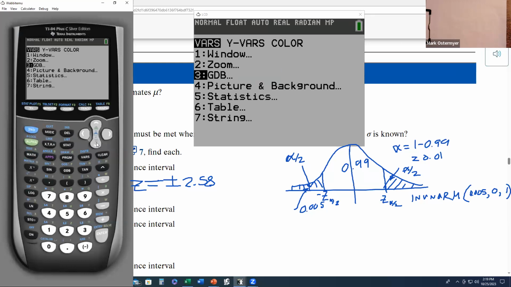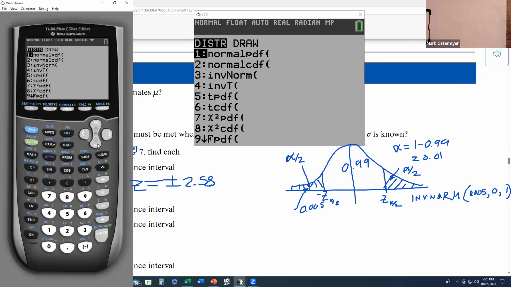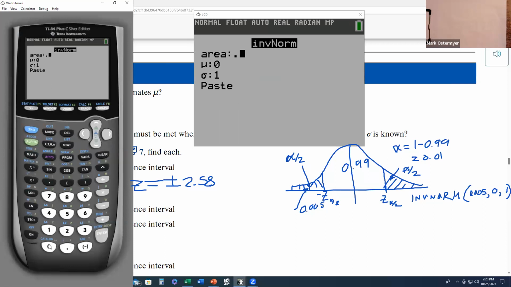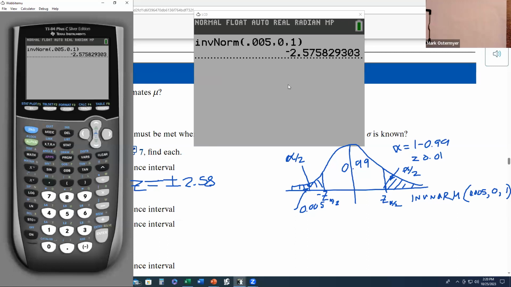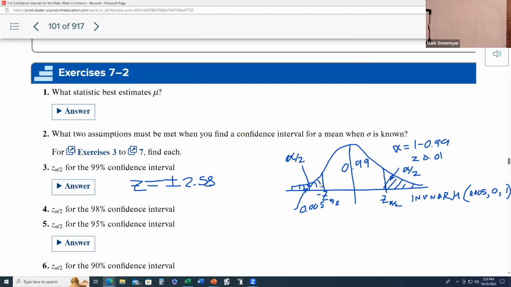So inverse norm. Type in 0.005, 0, 1 respectively, and you do get negative 2.58. So the critical Z values for a 99% level of confidence are always negative and positive 2.58. That's about 3 standard deviations either side of your mean, in accordance with the empirical rule we've seen in the past. The answer is 2.58.